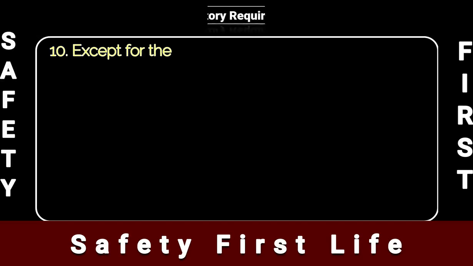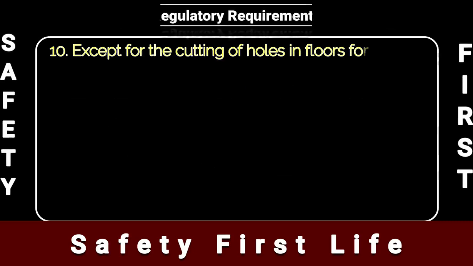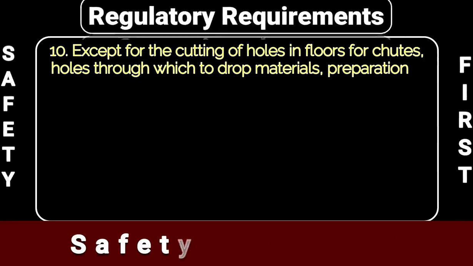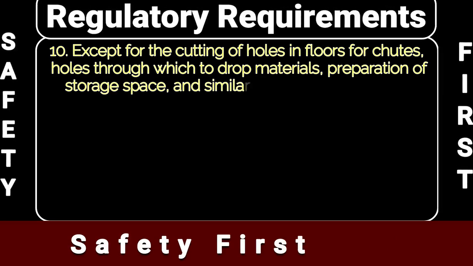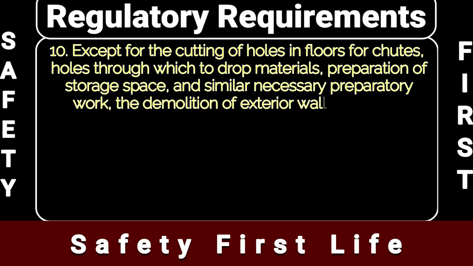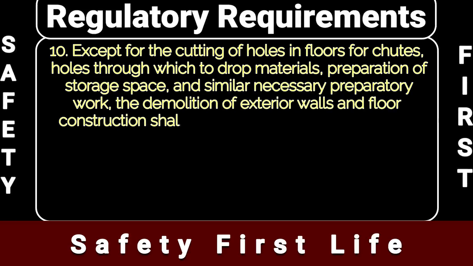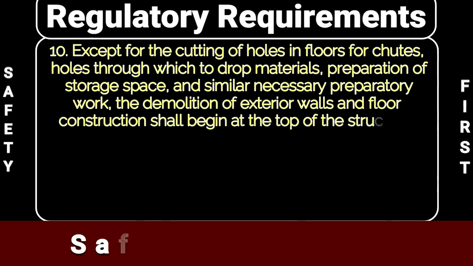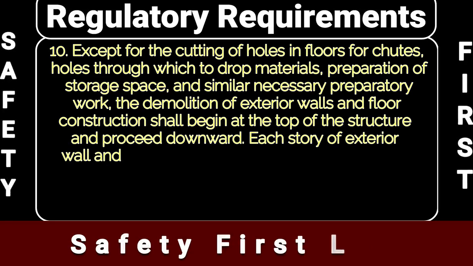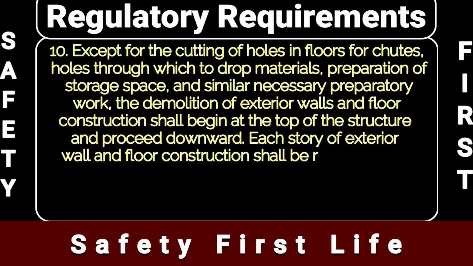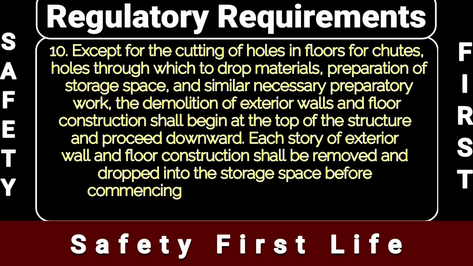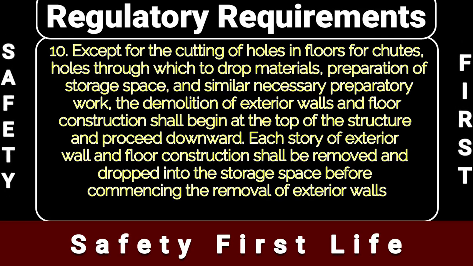Number 10, except for the cutting of holes in floors or chutes, holes through which to drop materials, preparation of storage space, and similar necessary preparatory work, the demolition of exterior walls and floor construction shall begin at the top of the structure and proceed downward. Each story of exterior wall and floor construction shall be removed and dropped into the storage space before commencing the removal of exterior walls and floors in the story next below.